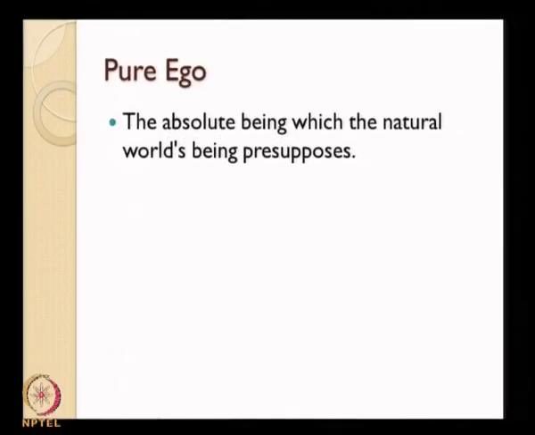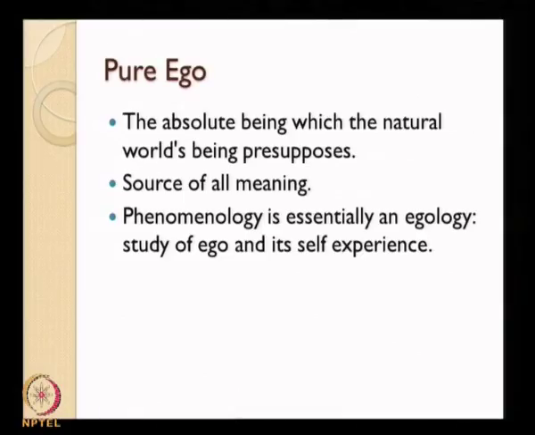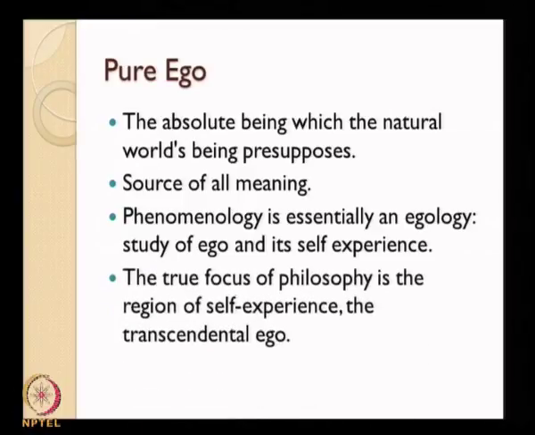So, the pure ego is the absolute being which the natural world's being presupposes, and again it is the source of all meaning, because it is the source of all intending. All intending is done by the pure ego. Since all intending is done by the pure ego, it is the source of all meaning. Phenomenology is essentially an egology. It is the study of the ego and its self experiences, and the true focus of philosophy is the region of self experience, the transcendental ego. So, phenomenology is fundamentally, ultimately a science of the transcendental ego.